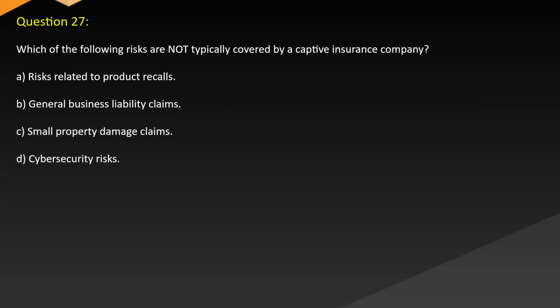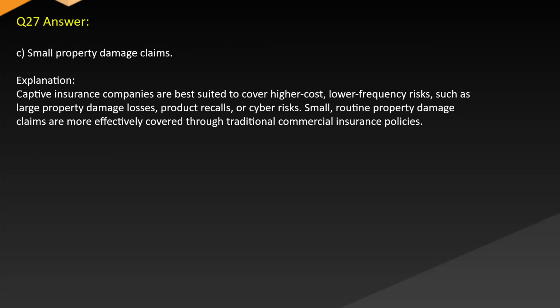Question 27. Which of the following risks are not typically covered by a captive insurance company? A. Risks related to product recalls. B. General business liability claims. C. Small property damage claims. D. Cybersecurity risks. Answer: C. Small property damage claims. Explanation: captive insurance companies are best suited to cover higher cost, lower frequency risks, such as large property damage losses, product recalls, or cyber risks. Small, routine property damage claims are more effectively covered through traditional commercial insurance policies.